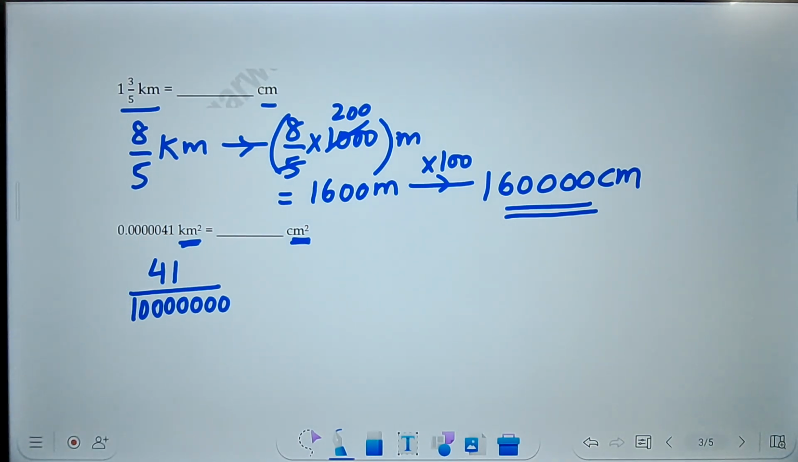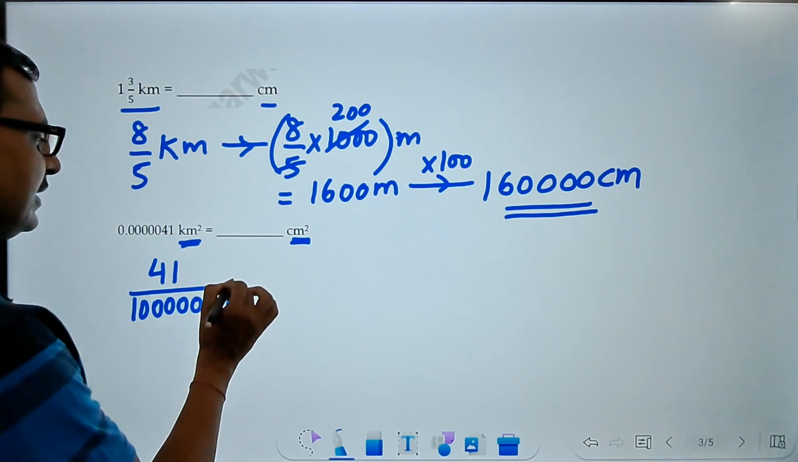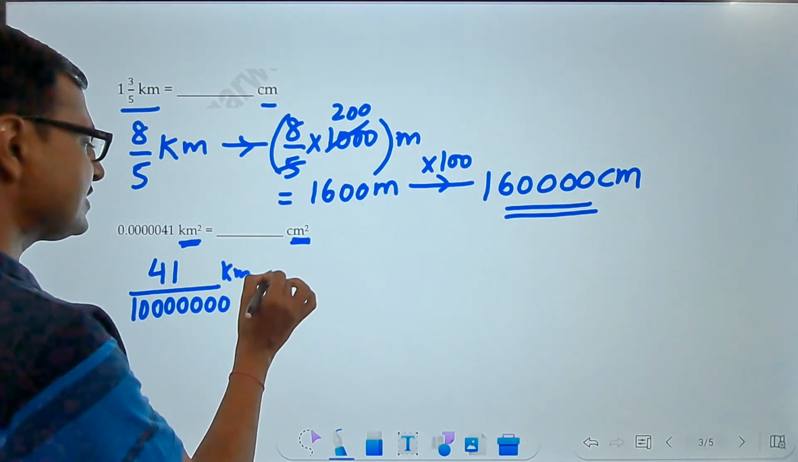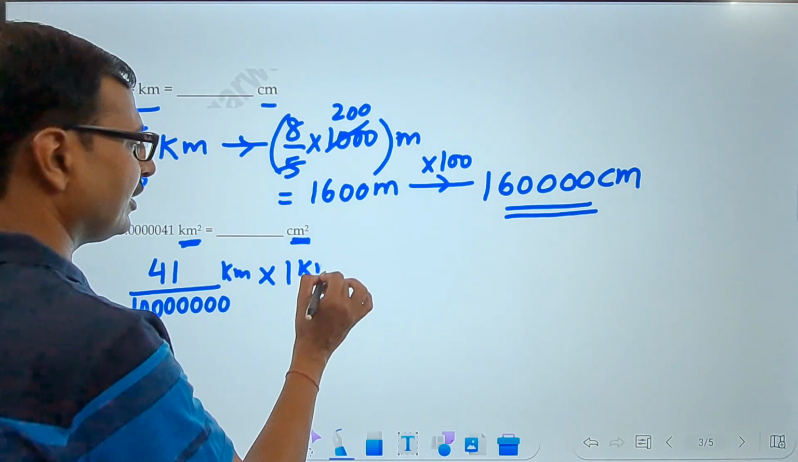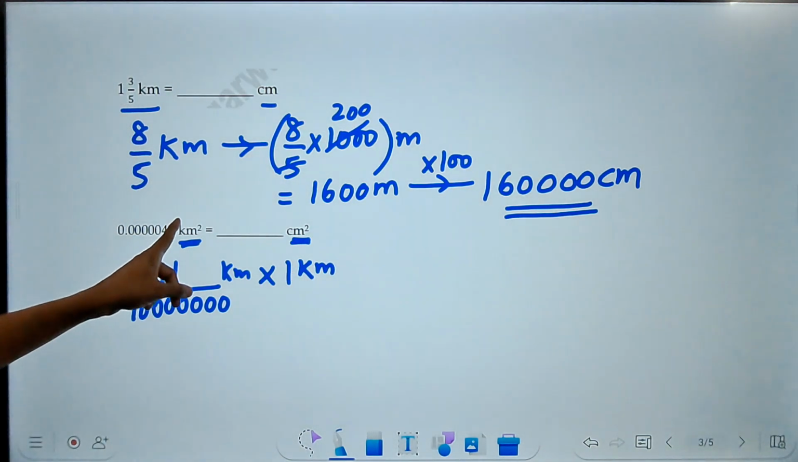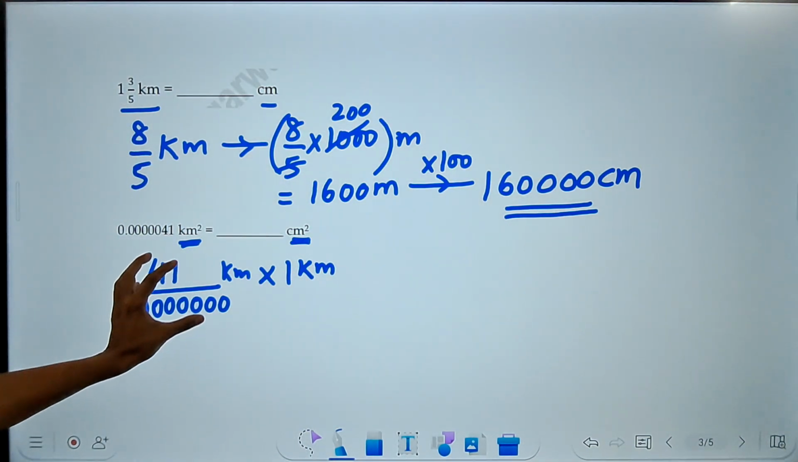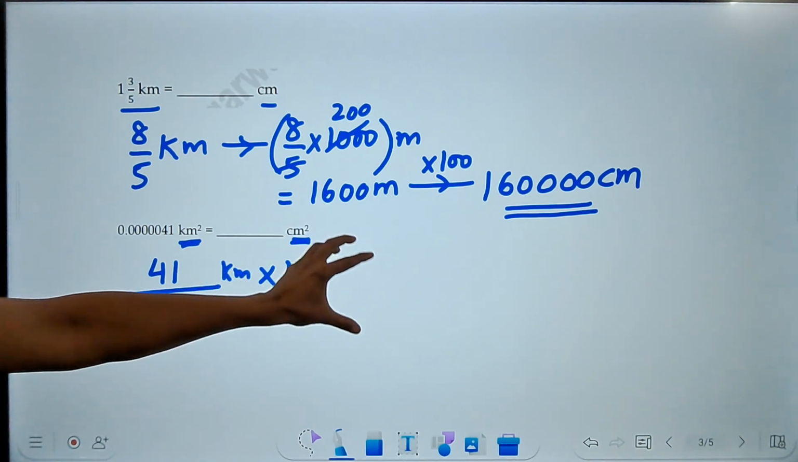What do you mean by kilometer square? This much times, kilometer times 1 kilometer. Now this is what you mean by kilometer square. So whatever is this number, that many kilometers times 1 kilometer.